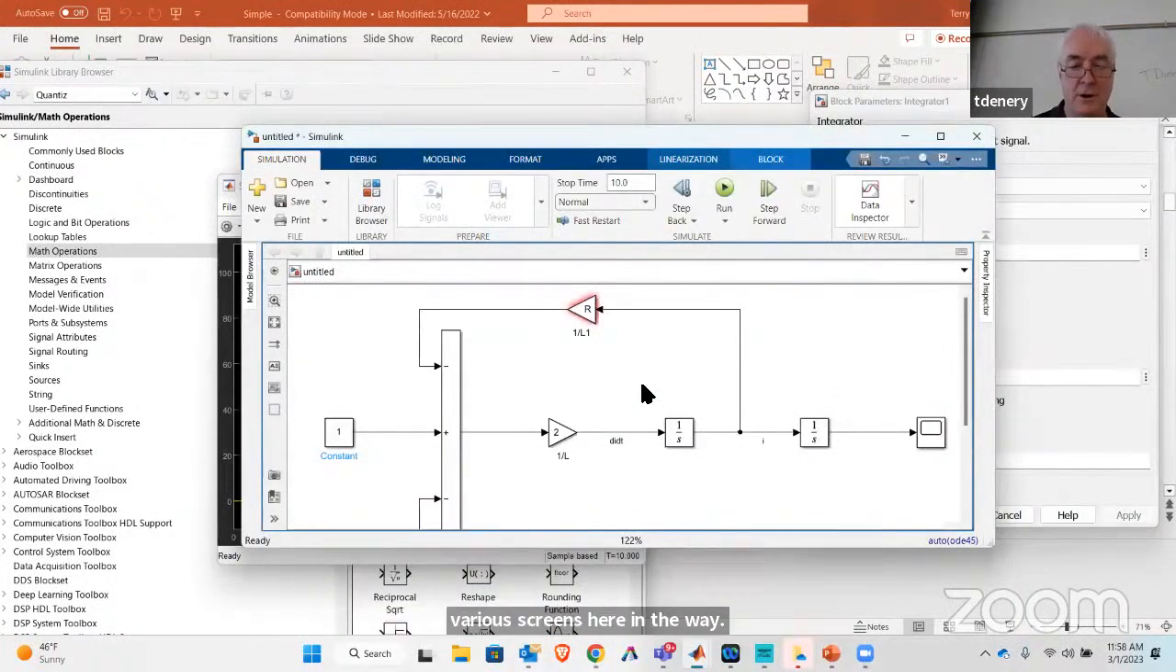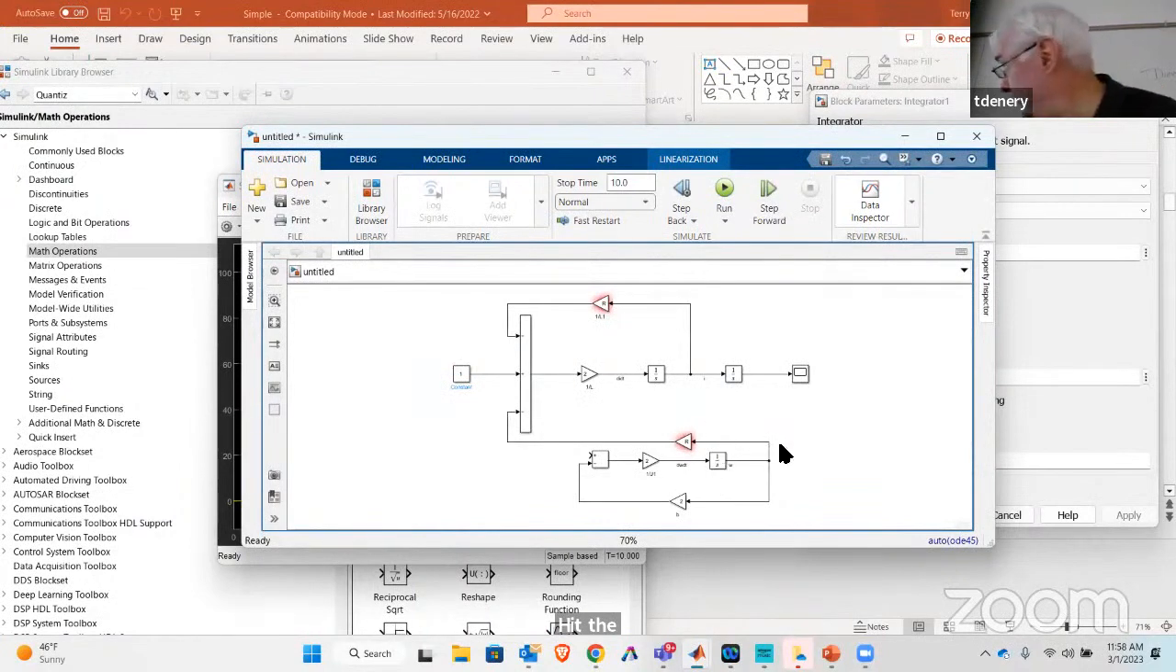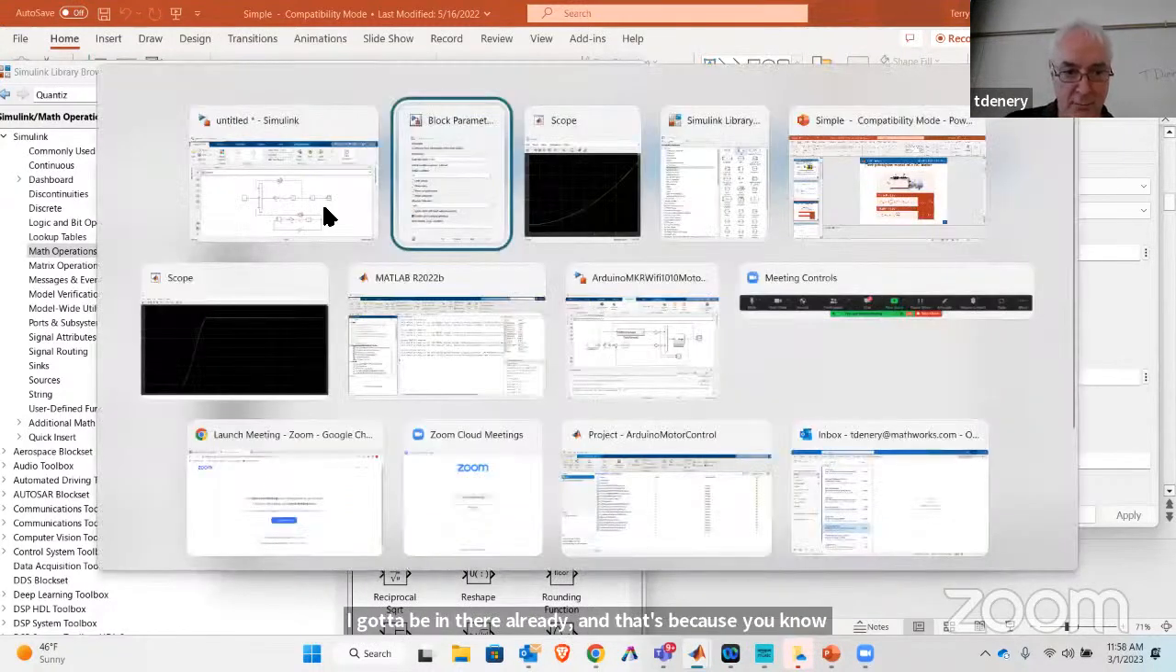And I hit the space bar and that resizes it. Is that big enough? You guys seeing that okay? All right, and I guess a couple of things. That's interesting, I got a B in there already. And that's because, how does it know what B is? Because my previous demo had B.